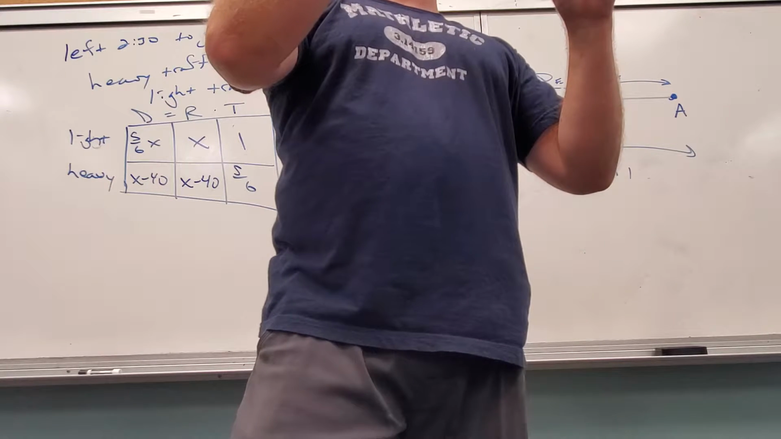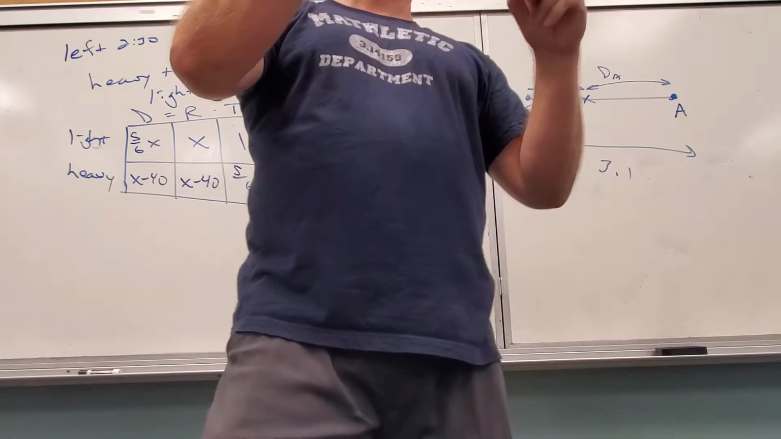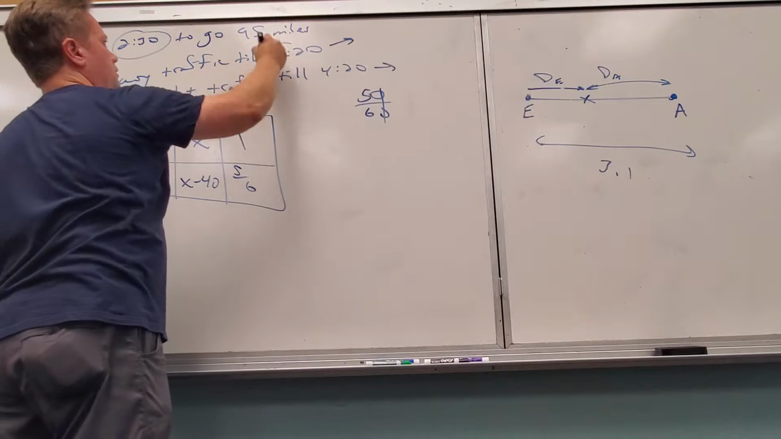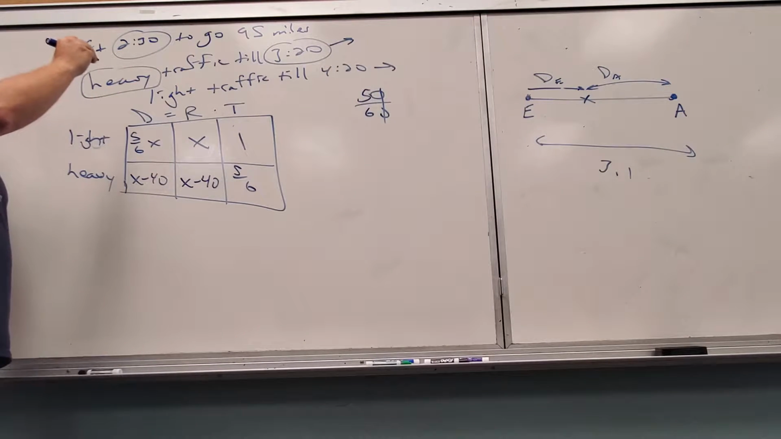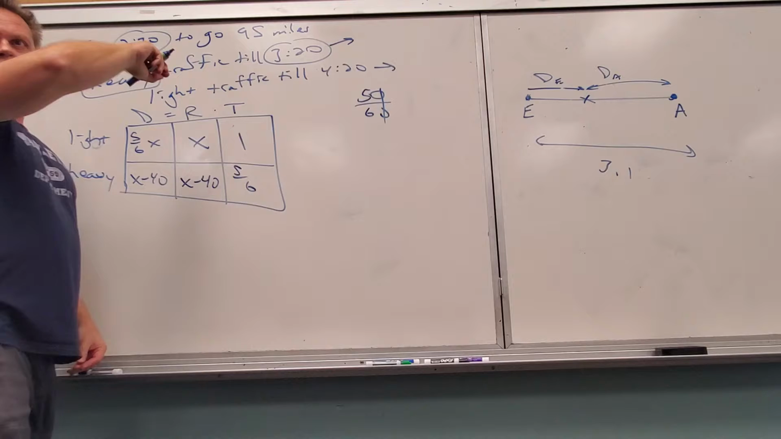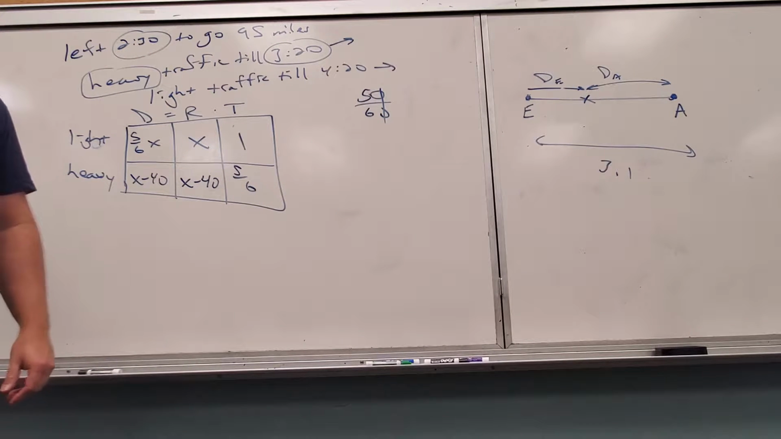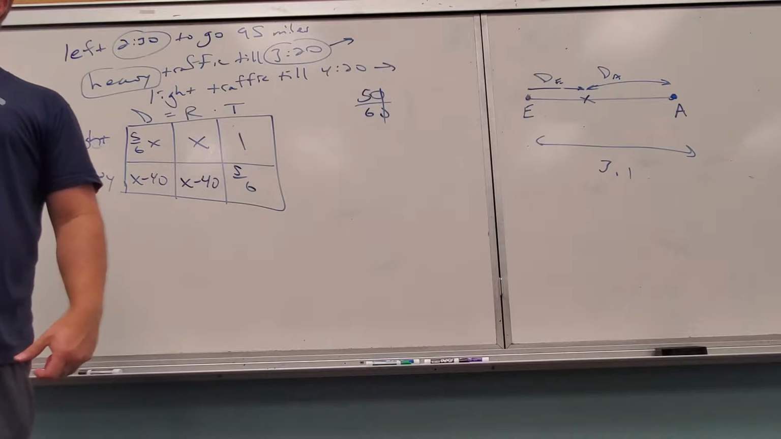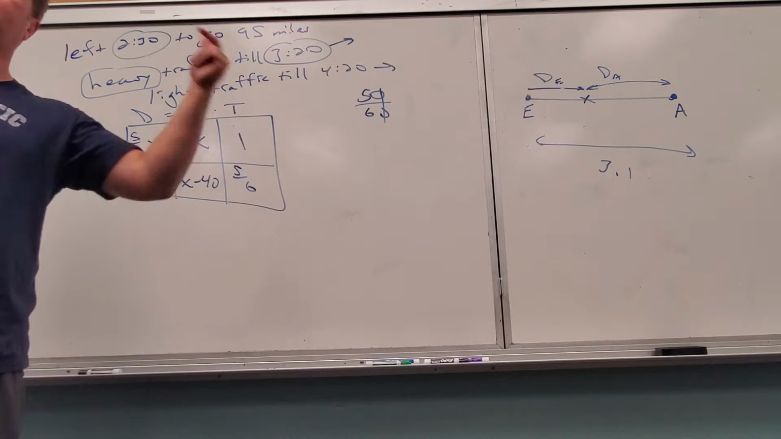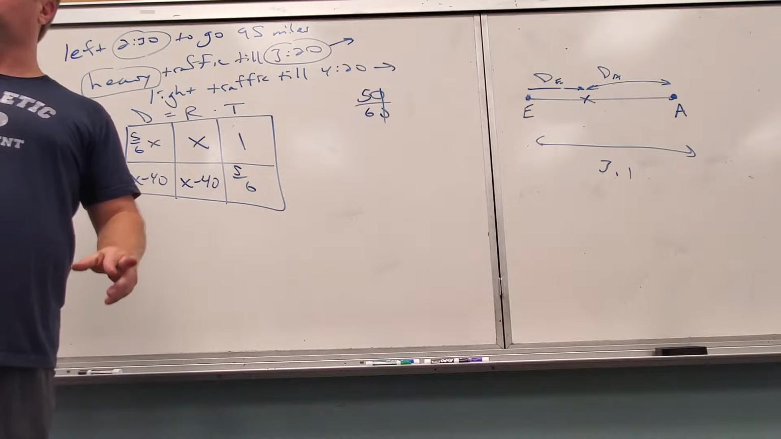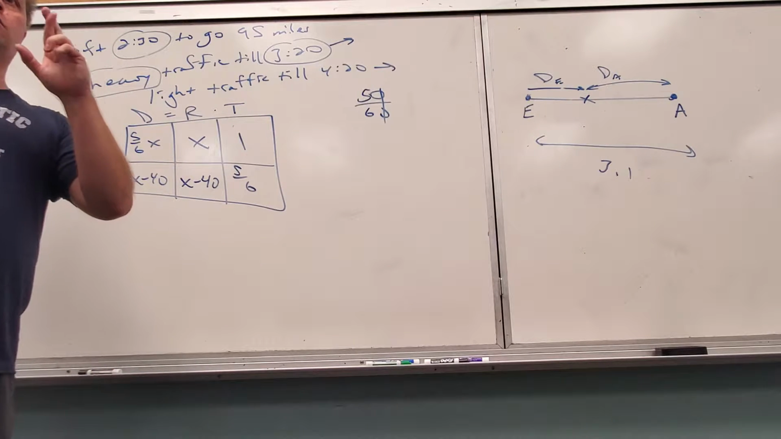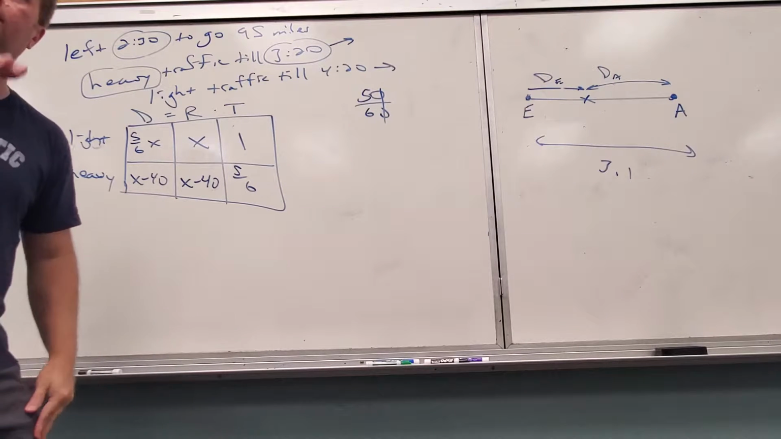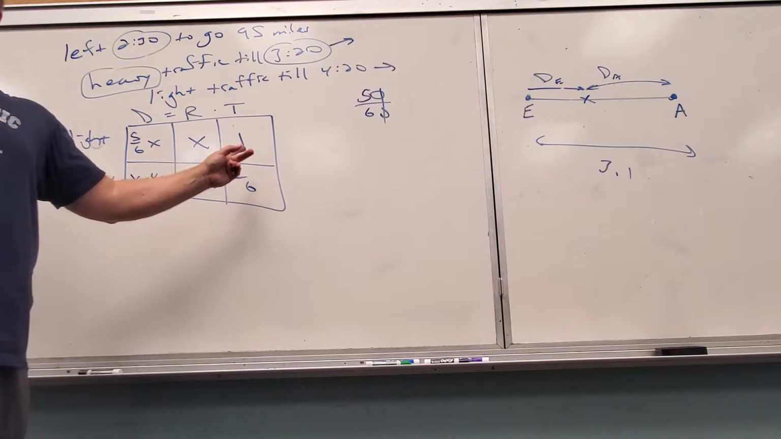Yes? Where did you get 5 over 6? Oh. So it started at 2:30 until 3:20, it was heavy traffic, right? That's 50 minutes. But I need hours. So how much of an hour is 50 minutes? 50 out of 60. Why is 30 minutes half an hour? Because 30 out of 60 is one half. So 50 minutes is not 0.5. That doesn't make any sense, because it's not out of 100. It's out of 60. And that's why it's 5/6.